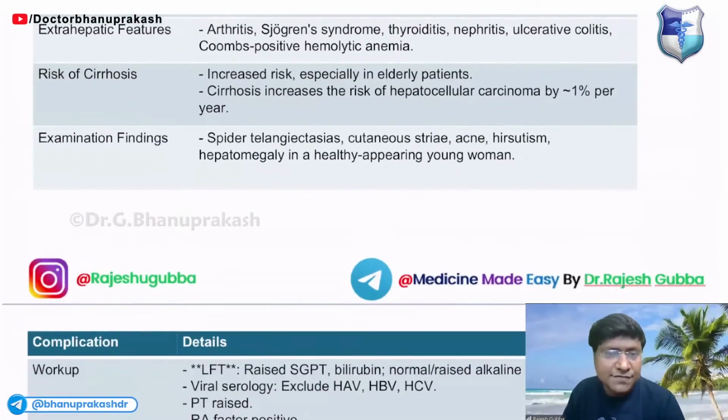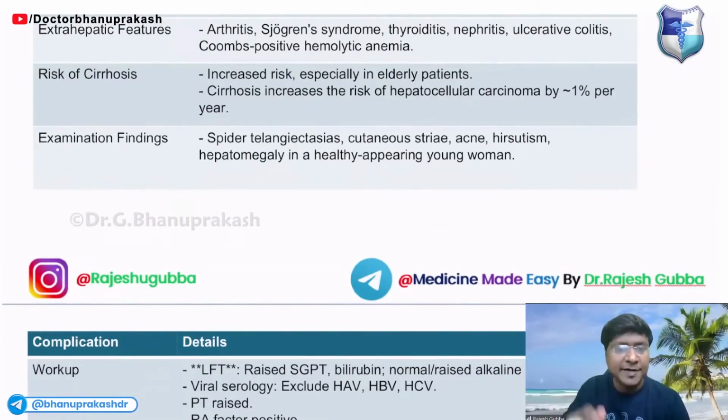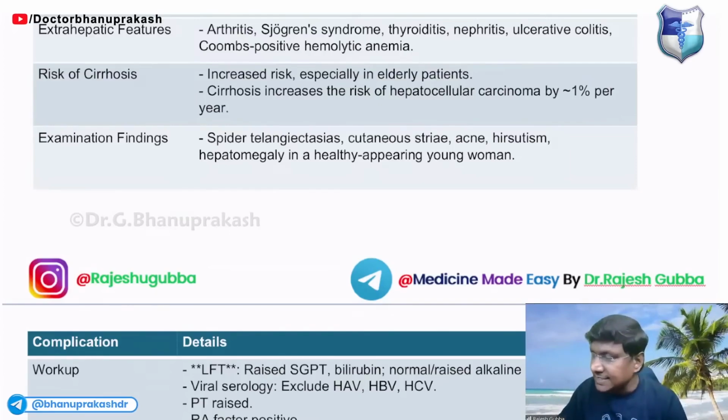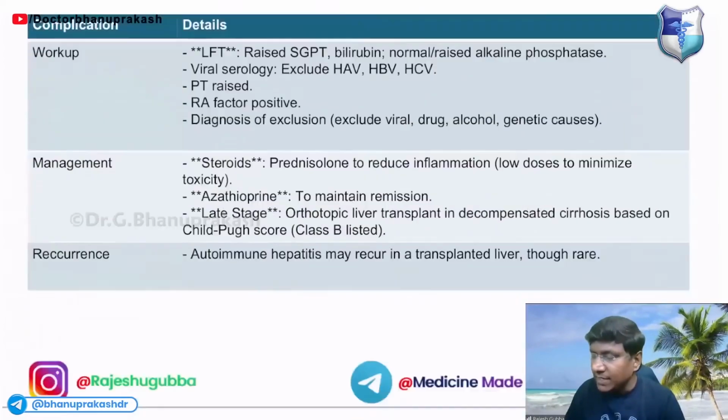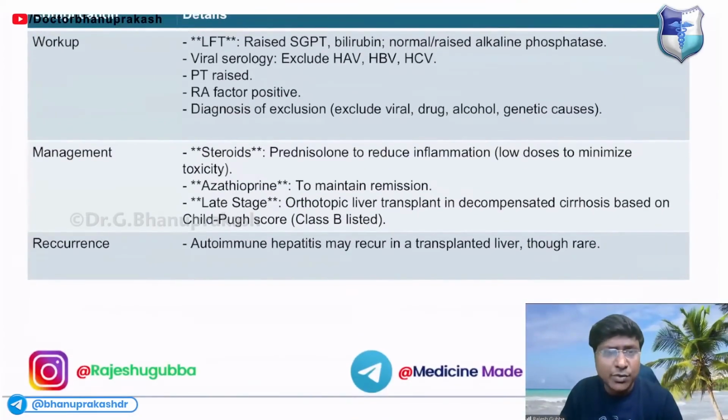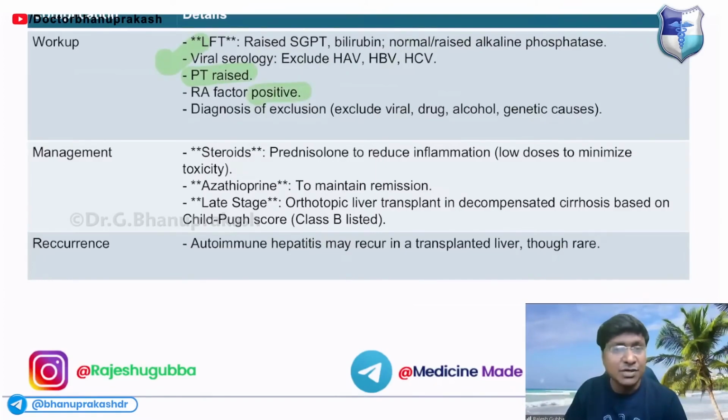Is there any risk of cirrhosis in these individuals? Definitely. Which patients of autoimmune hepatitis will go into cirrhosis? That is observed in elderly patients, right? Now, in the workup of autoimmune hepatitis, you need to work up the liver function, and the underlying etiology like viral hepatitis, HIV, HBV, and HCV. Obviously, your PT/INR will be raised because the liver is damaged. RF factor can be positive because it is associated with many other autoimmune conditions.